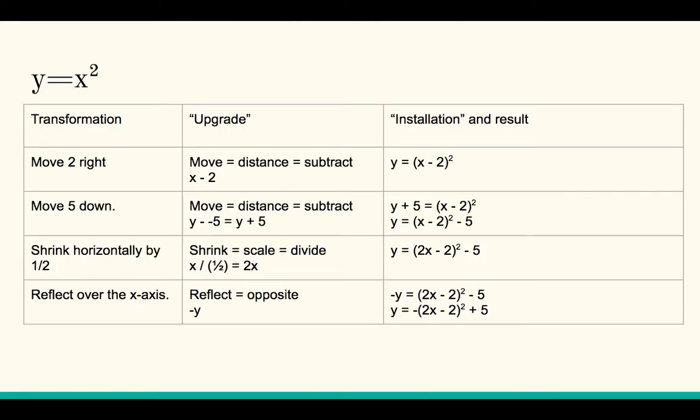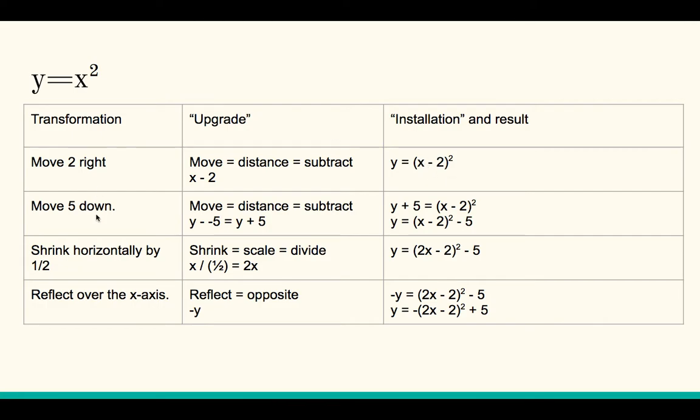So here it is. I want to move 2 to the right. Well, moving equals distance equals subtraction. So the upgrade would be x minus 2. 2 to the right is 2 positive. So I go to x squared, and I substitute the x minus 2 in its place. So I installed my upgrade.